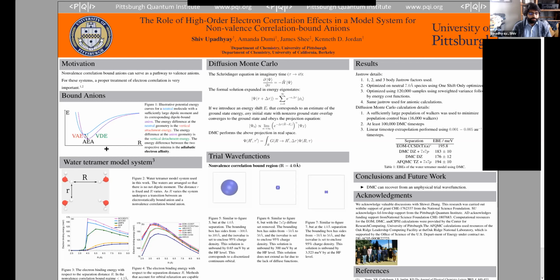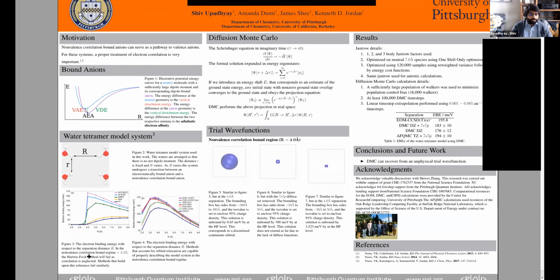The model system we're going to be looking at is a water tetramer model system. So it's 4 waters arranged in a box like I've shown on the left side of the poster. And this undergoes a transition as we vary R. When R is larger than about 4.2 angstroms, we have an electrostatically bound system, which means in the Hartree-Fock, which is a mean field approximation where you don't account for electron correlation, you're able to bind the electron.